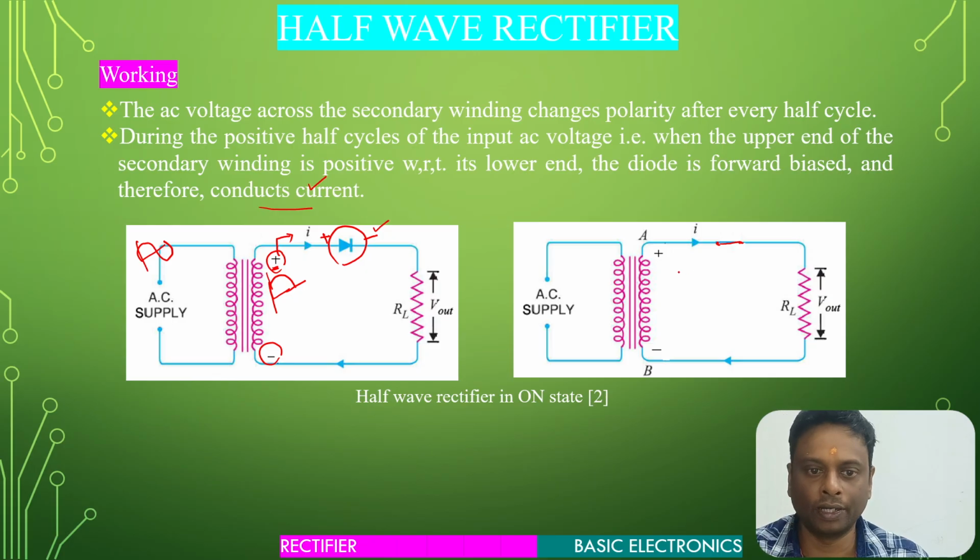So it will conduct the current during this positive half of the AC supply. This is the voltage we are giving through the rectifier, only this positive half cycle. Only the positive half cycle we are giving this voltage.